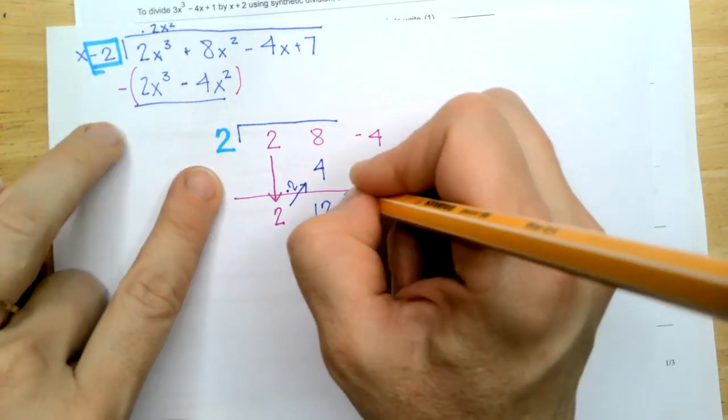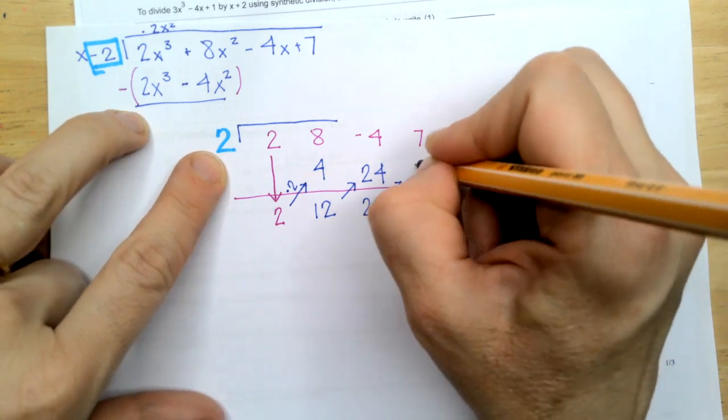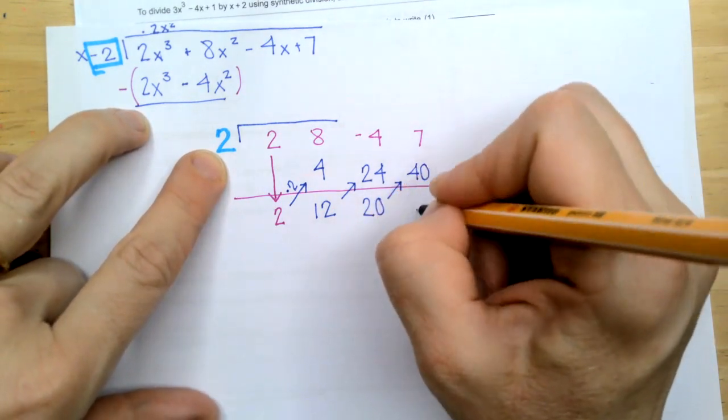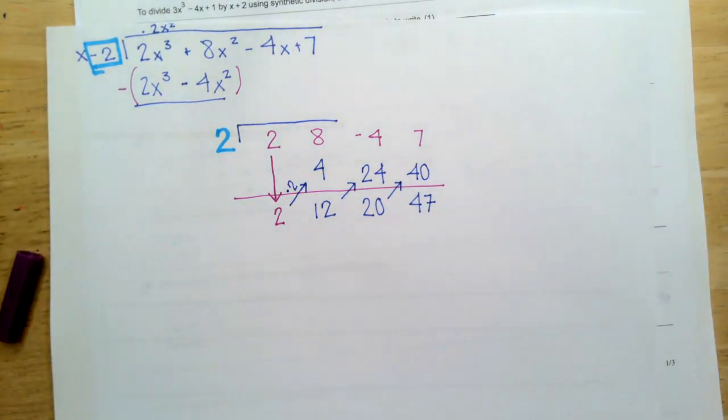I still need to be multiplying by 2 each time. So 20 times 2 is 40. 40 plus 7 is 47. So you're going to get these crazy big numbers. That doesn't mean you're wrong, okay?